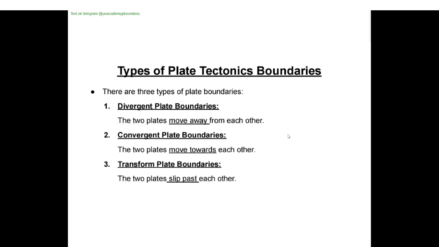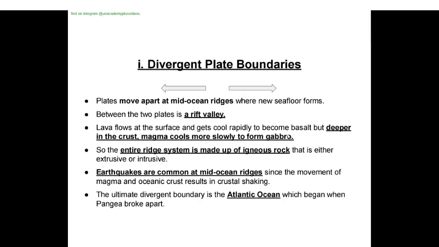Types of plate tectonic boundaries. There are three types of plate boundaries. Divergent plate boundaries, where the two plates move away from each other. Convergent plate boundaries, where the two plates move towards each other. Transform plate boundaries, where the two plates slip past each other. Divergent plate boundaries: plates move apart at mid-oceanic ridges where new seafloor forms. Between the two plates is a rift valley.